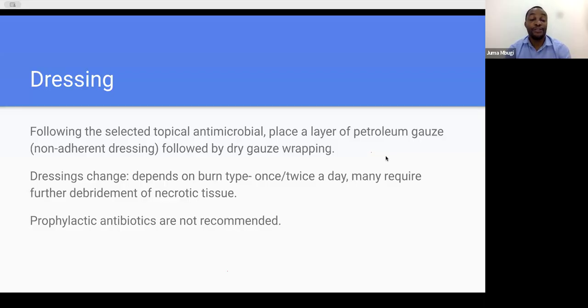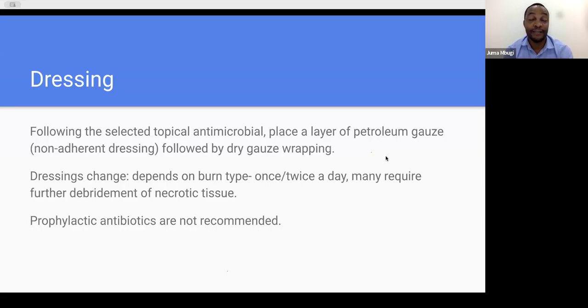And when do we change the dressing? Again, this should be very individualized. It depends on the extent of the wound. Is there an infection? Is there no infection? How big is the wound? So this will have to be individualized, but usually once or twice a day can be done, and may require further debridement of necrotic tissues if they are forming.